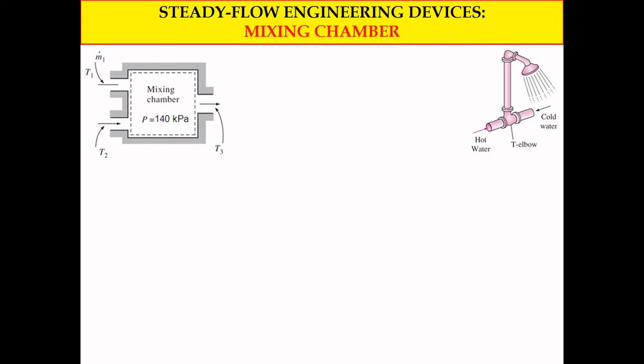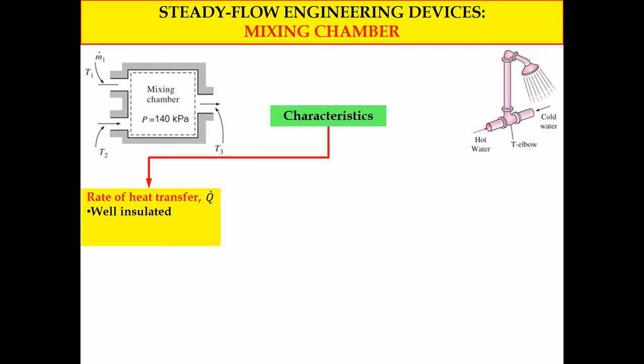Now in terms of characteristics, the first figure shows the simple schematic diagram for the mixing chamber, and the right hand side schematic diagram shows one of the applications of the mixing chamber. A T elbow can also be considered a mixing chamber, where this T elbow is used to mix two different fluids, where here we have hot water and cold water combined together to produce a warm shower that can be used in our bathroom.